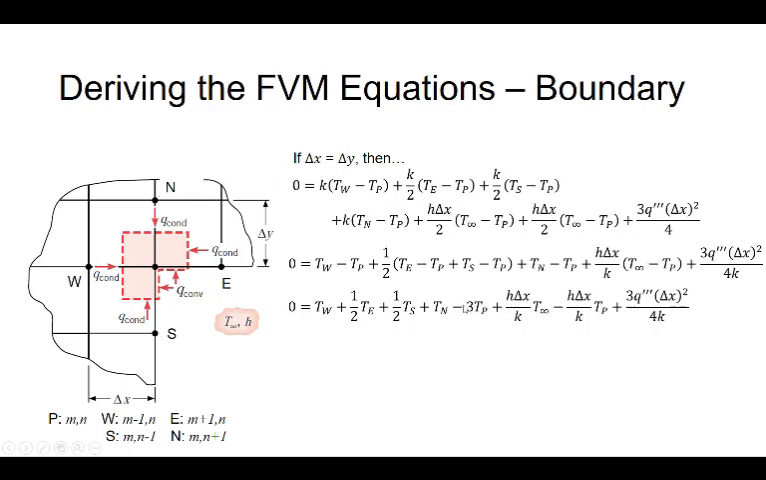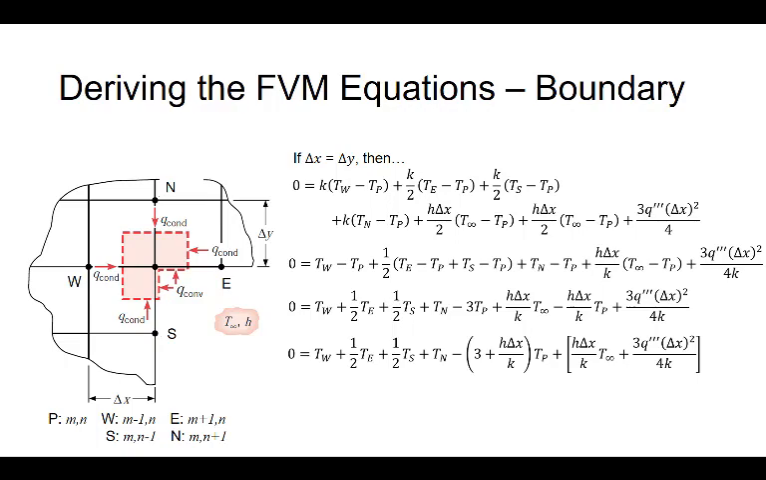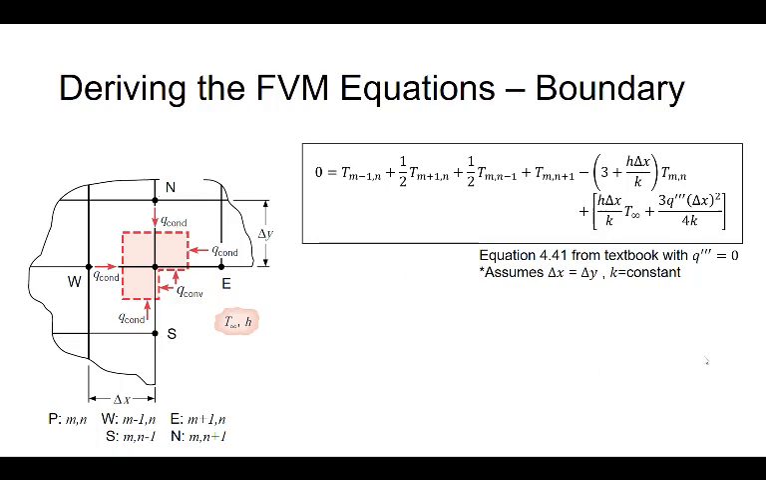Notice that we have a minus 3 Tp and a minus h delta x over k Tp. These terms can be combined to give the following form. If we replace the P, W, E, N, and S with the appropriate node indices, then we have the following equation for the temperature of the node at this corner volume.